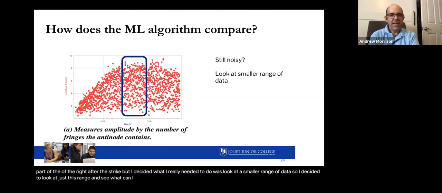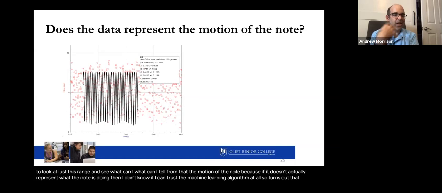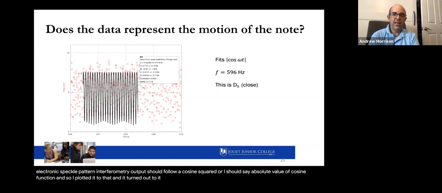And the question is, does this data actually represent the motion of the note? Because if it doesn't actually represent what the note is doing, then I don't know if I can trust the machine learning algorithm at all. So it turns out that the electronic speckle pattern interferometry output should follow a cosine squared, or I should say absolute value of cosine function. And so I plotted it to that, and it turned out to fit incredibly well. And in fact, the frequency that it predicts is the D5, which was the note that we were looking at. At least it was close enough to the D5 that we were very comfortable that this is actually working.